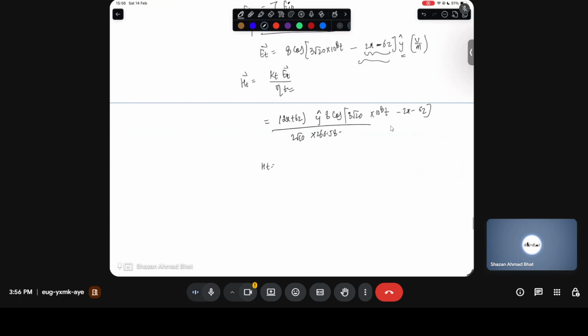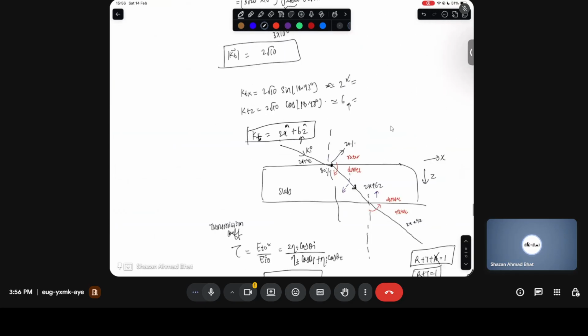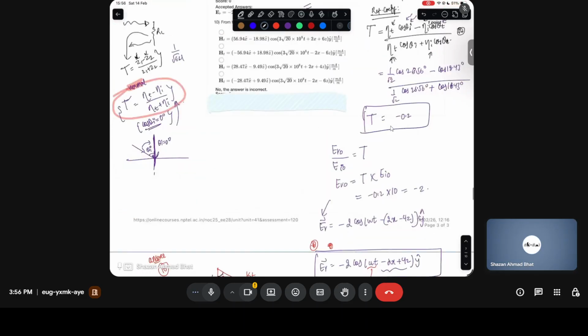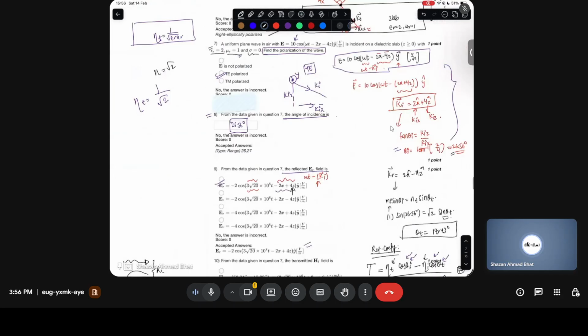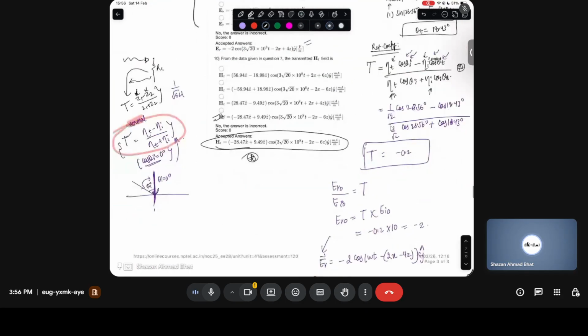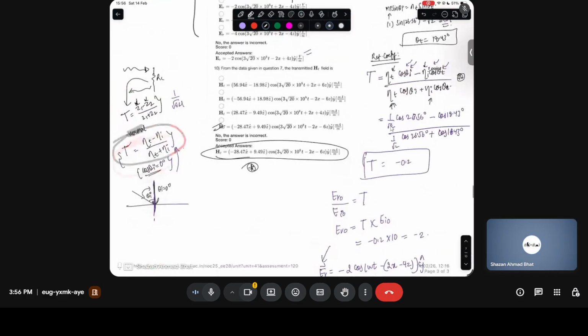So once you solve this, you get the ht value as something around minus 28.47 x cap. You get it around this value. And if you remove this, this is the exact solution of this particular problem. So if you go through these last problems carefully, these are very important. And if you have understood these problems, you will be able to solve these problems in the electromagnetic wave section.